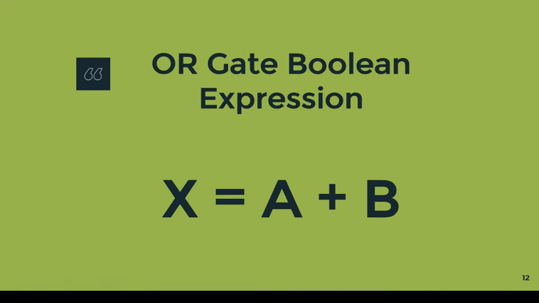So the OR gate Boolean expression is given as our output X is equal to A or B. So if we have a 1 at A, we'll get a 1 at our output. If we have a 1 at B, we'll get a 1 at the output. If we have both 1 at A and B, we will still get a 1 at our output. So that's the Boolean expression for our OR gate.